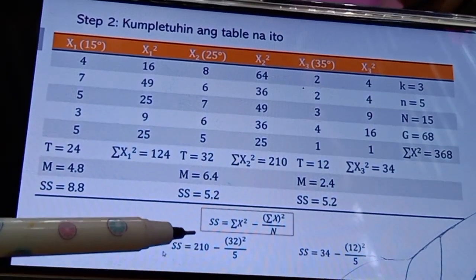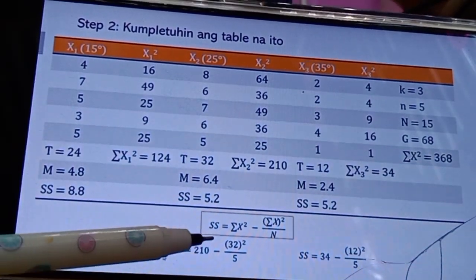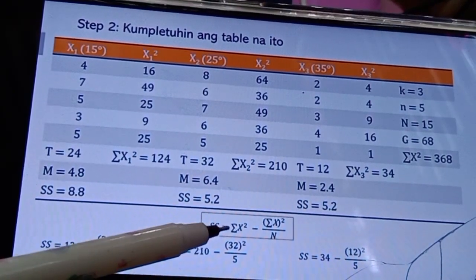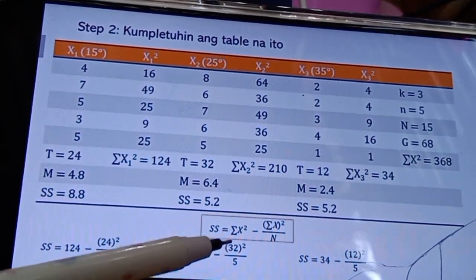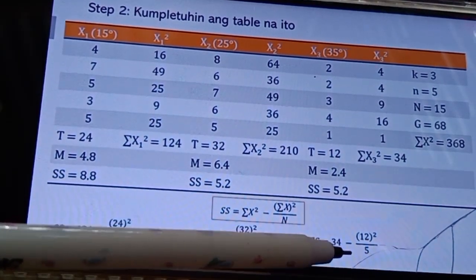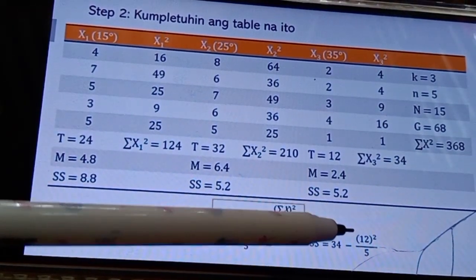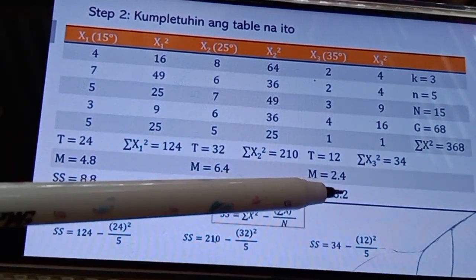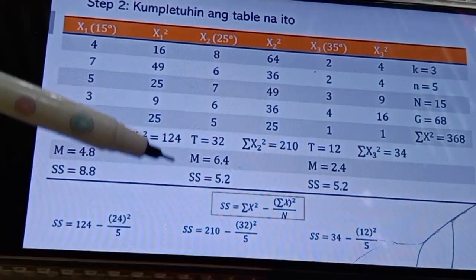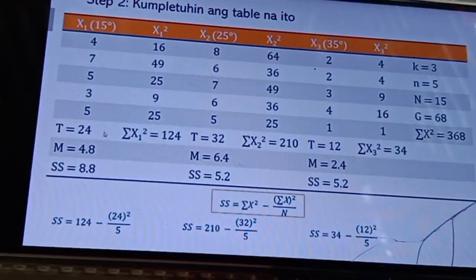Ganon din sa group number 2, 210 minus 32 quantity squared divided by 5, 5.2. Summation of squares is equal to 34 minus 12 quantity squared divided by 5. So, 5.2. Yan na yan. Malaking step yan. Medyo matrabaho nga lang.